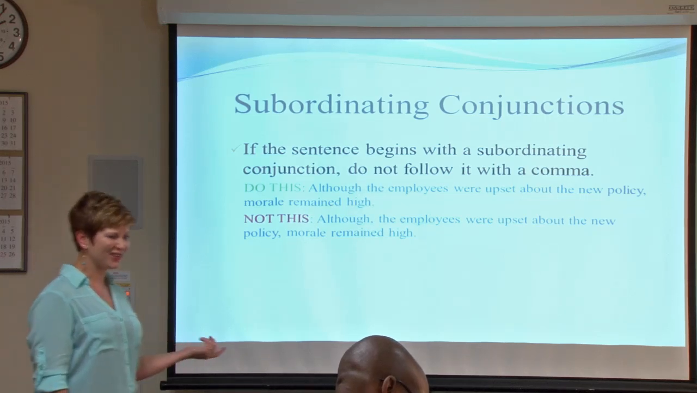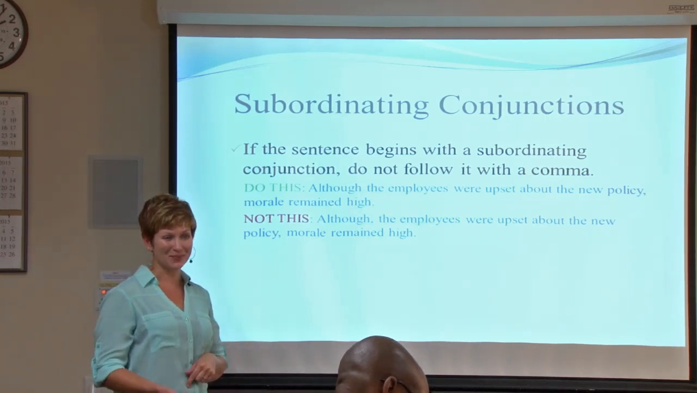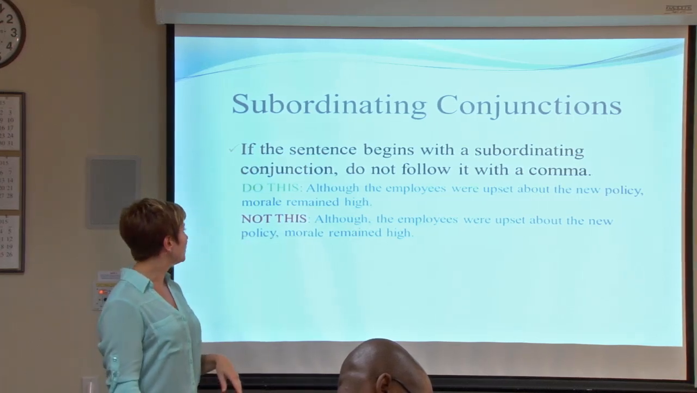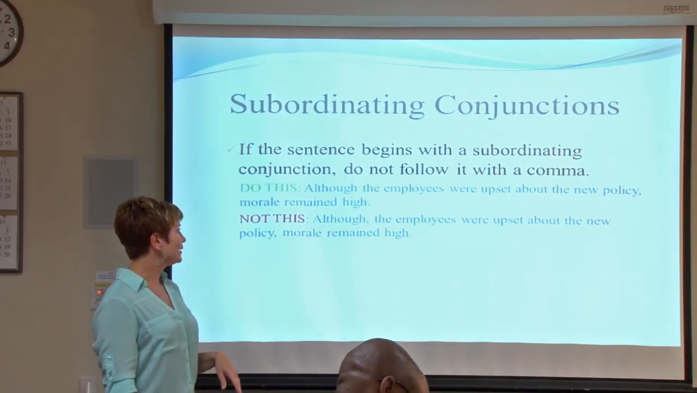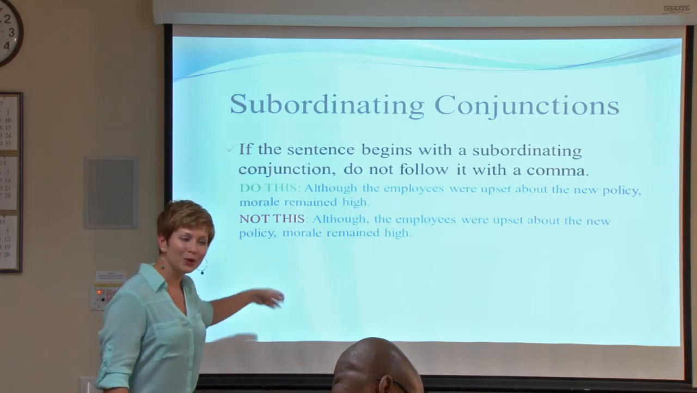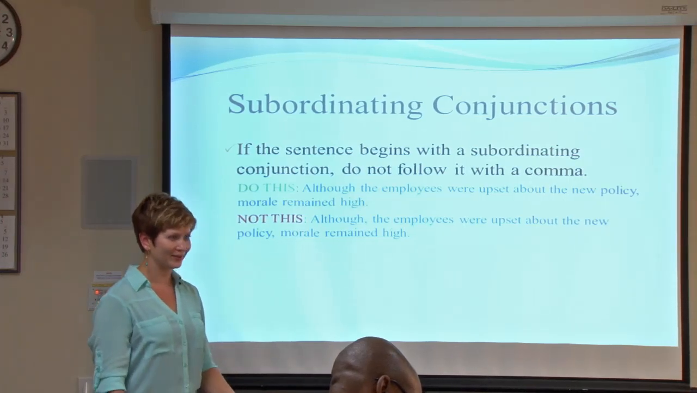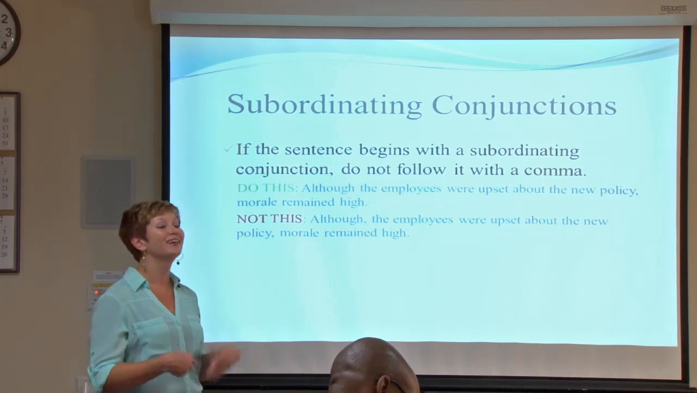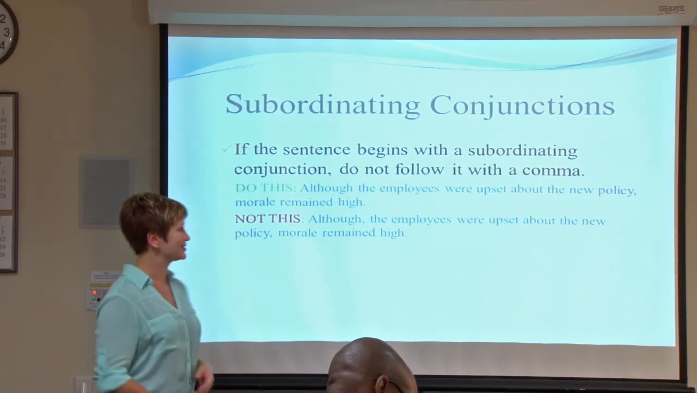This is for a different kind of conjunction that I'm about to talk about in a minute. So, although the employees were upset about the new policy, morale remained high. You don't want to start with although, comma. It's not the proper way to conjoin the conjunction to the clause.